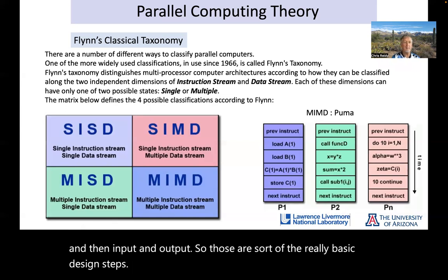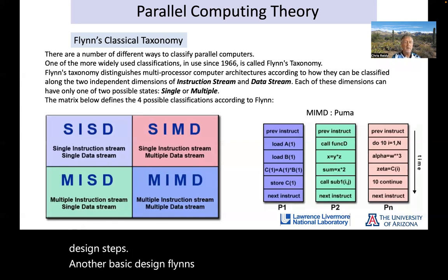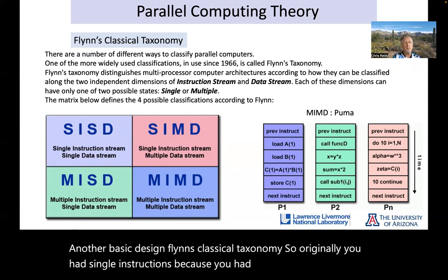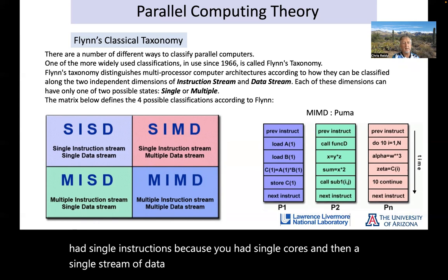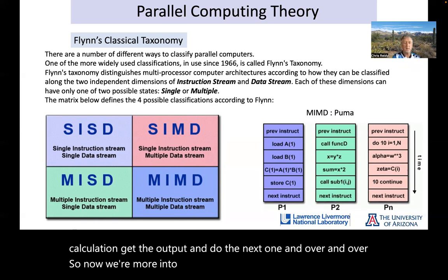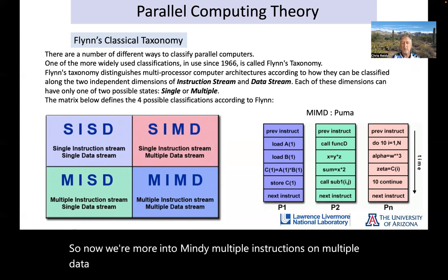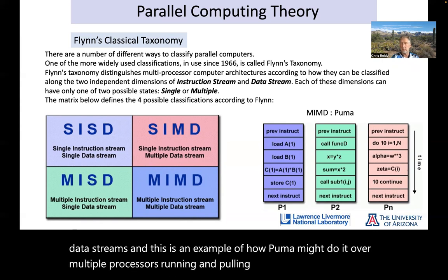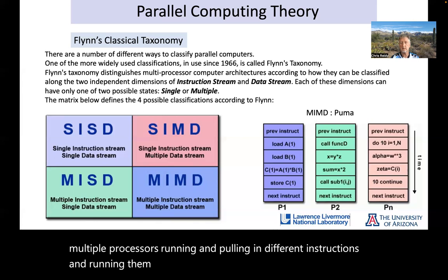Another basic design, Flynn's classical taxonomy. So originally you had single instructions because you had single cores and then a single stream of data. And so you take in some data, run a calculation, get the output, then do the next one and over and over. Now we're more into MIMD, multiple instructions on multiple data streams. And there's an example of how it might do it over multiple processors, running and pulling in different instructions and running them sequentially or sequential and parallel at the same time.